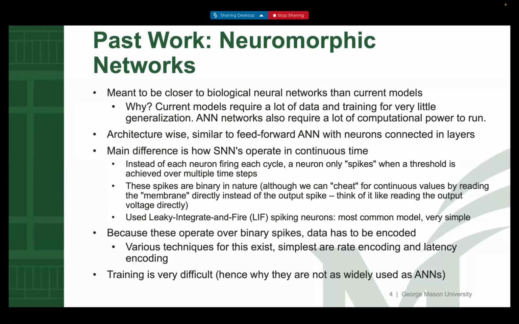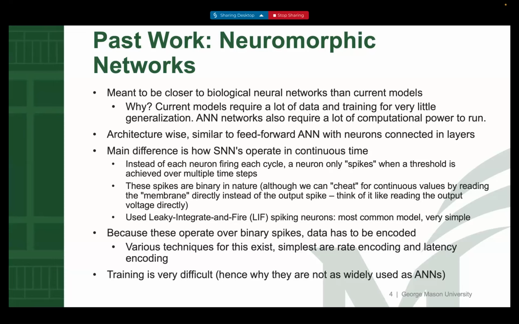In a typical artificial neural network, you get an output and all your neurons fire every pass. But in a spiking neural network, there are multiple time steps, and a neuron generates a single spike only if a threshold is reached over the time steps. These operate over binary spikes for both the input and usually the output. Various techniques exist for this kind of encoding to get your discrete input values into binary spike trains.